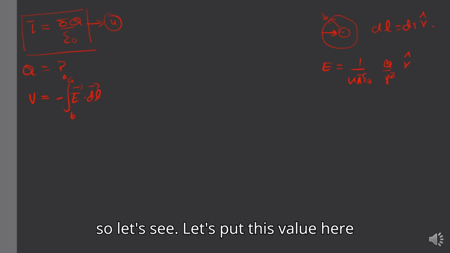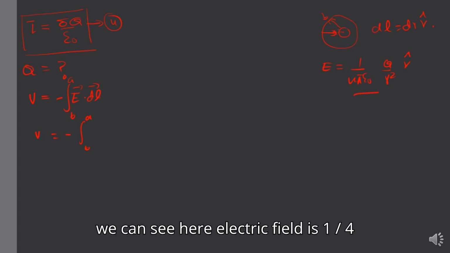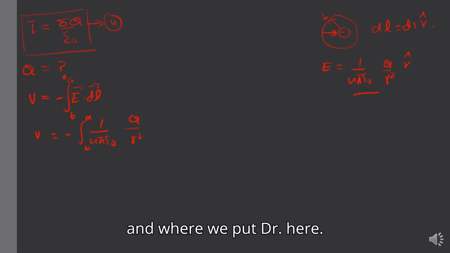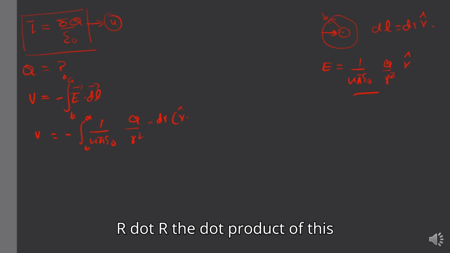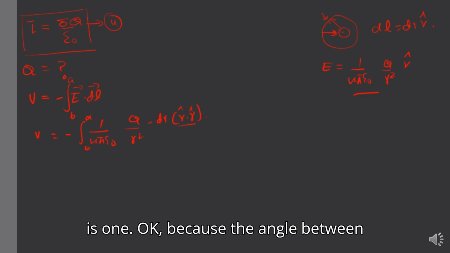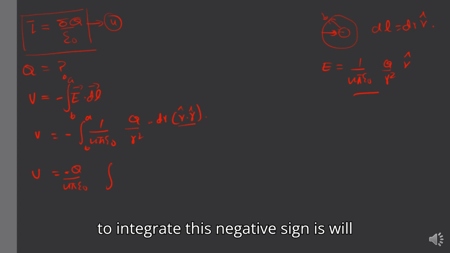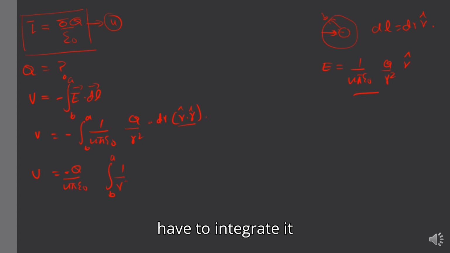So let's put this value here, minus from B to A, and we can see here the electric field is 1 divided by 4 pi epsilon naught into q divided by r square, and where we put dr here, there's a dot. So we will dot with r, the dot product of these is 1, because the angle between them is 0. So V is equal to, now q divided by 4 pi epsilon naught, they are constant, and we only have to integrate, this negative sign will be there, from B to A.